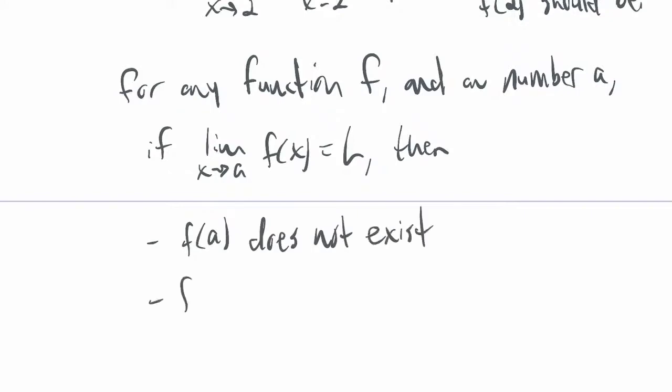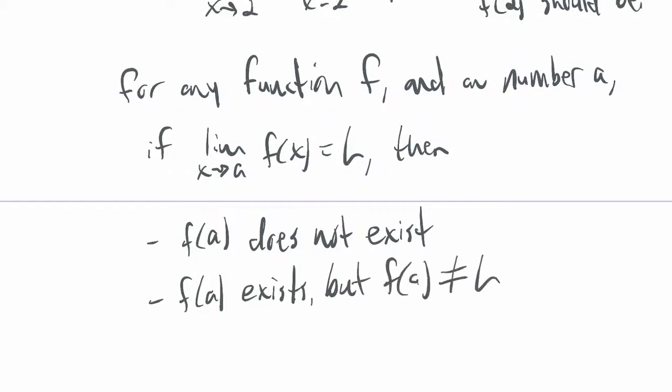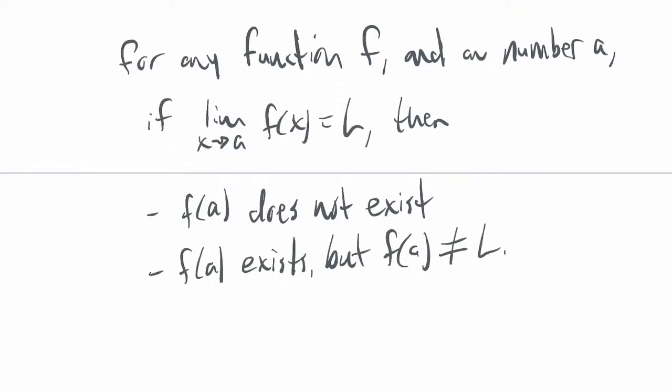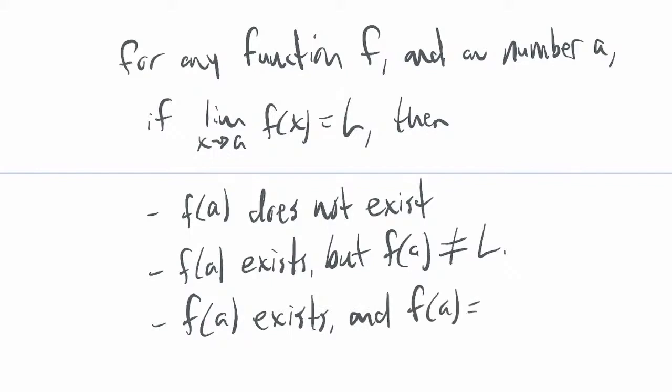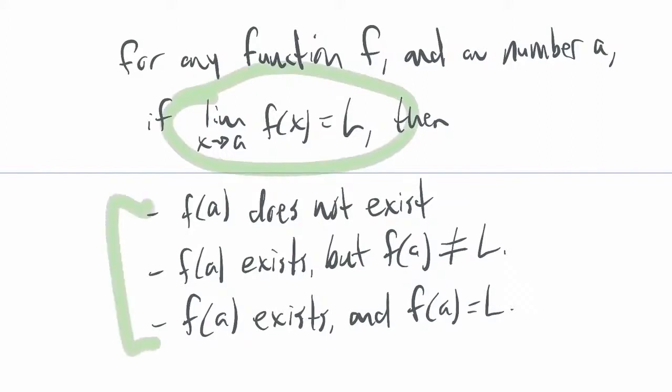Or you could have f of a exists, but f of a does not equal L. The limit exists, the function exists, but they're different. That can happen. Remember, the limit as x goes to a of f is not f of a. Sometimes they'll agree, other times they won't. And then the other option is f of a exists and f of a equals L. So those are the three possibilities, provided the limit does exist. Okay.